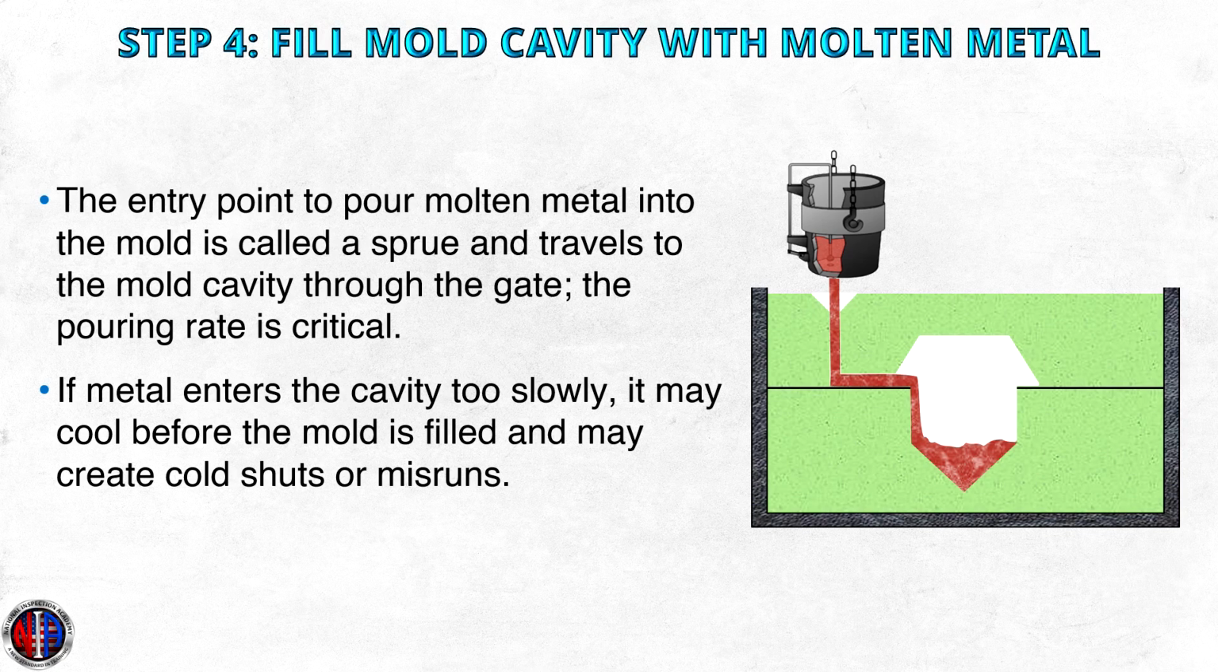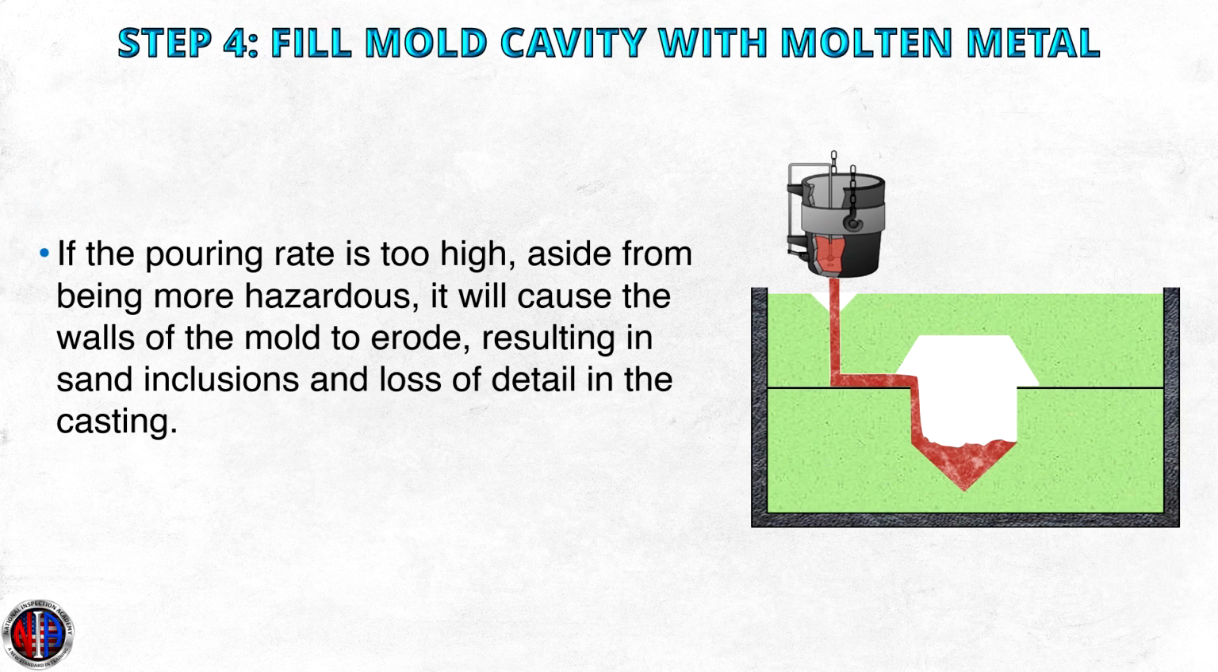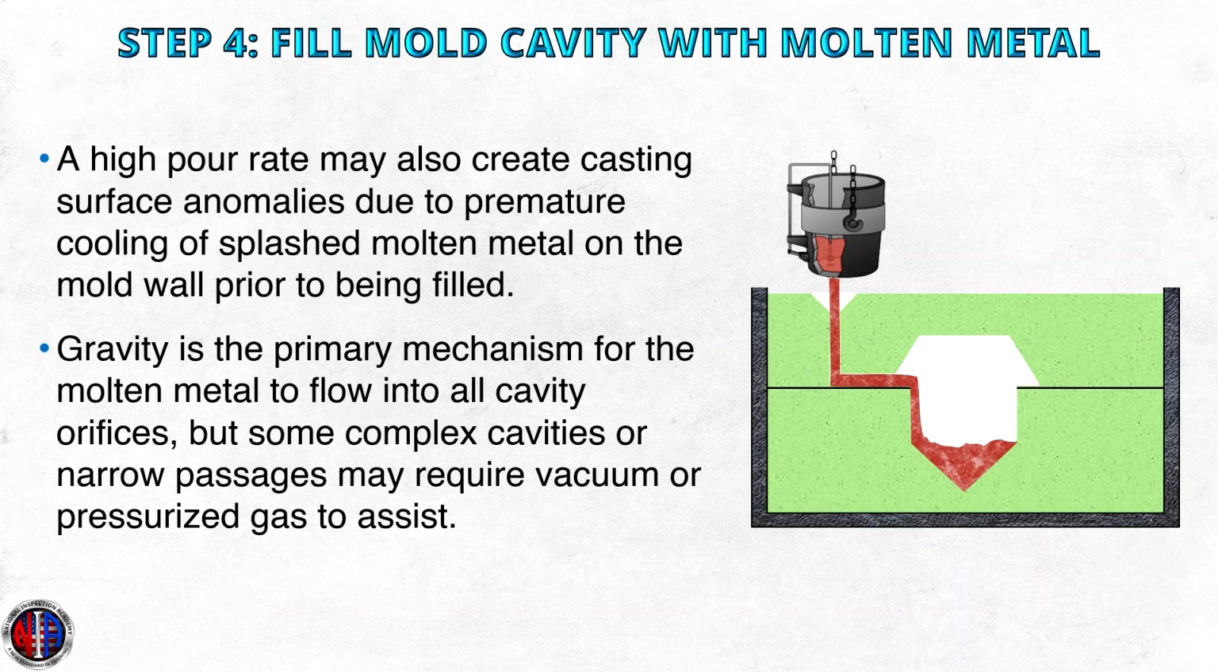If the metal enters the cavity too slowly, it may cool before the mold is filled and may create cold shuts or misruns. If the pouring rate is too high, aside from being more hazardous, it will cause the walls of the mold to erode, resulting in sand inclusions and loss of detail in the casting. A high pour rate may also create casting surface anomalies due to premature cooling of splashed molten metal on the mold wall prior to being filled. Gravity is the primary mechanism for the molten metal to flow into all cavity orifices, but some complex cavities or narrow passages may require vacuum or pressurized gas to assist.